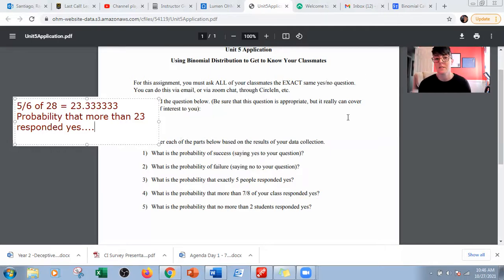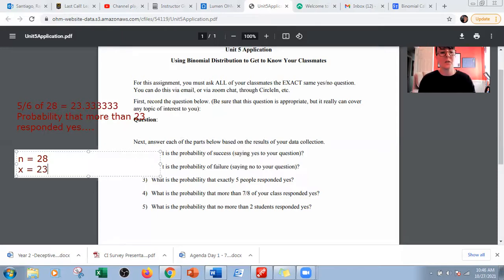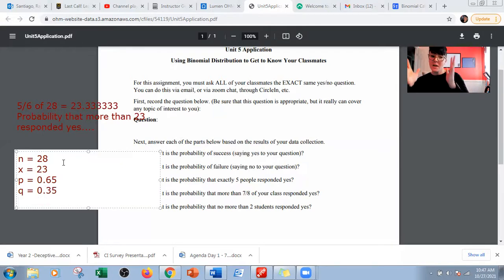Can you go through how that works again with this one, for example? Yeah, for sure. Let's say that in this case, we see that n is 28, right? And our number of successful outcomes is 23. By the way, the probability of success, let's say according to your question, you found that there was a 65% chance that everyone will say yes, which means that there's a 35% chance that they say no. So because we want the probability that more than 23 responded yes, we want the probability that X is greater than 23. Would you agree with that? Yeah. Okay, let's punch it in.